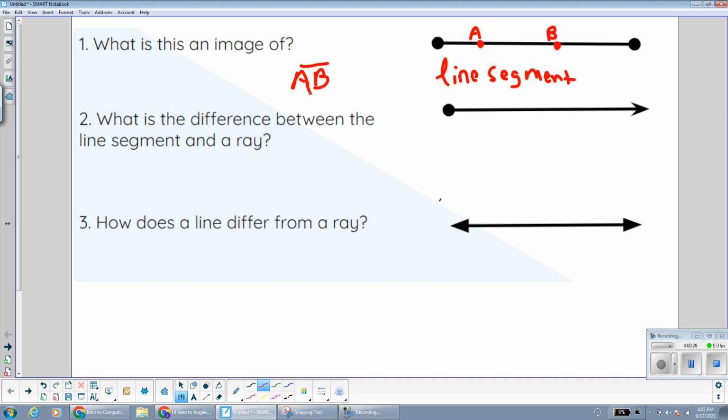We put a little bar on top to indicate that we're talking about a line segment. We could also call it line segment BA. The order of the points does not matter when we're talking about a line segment.